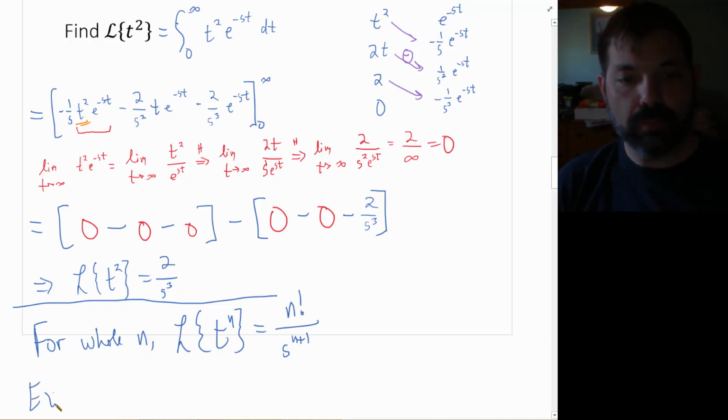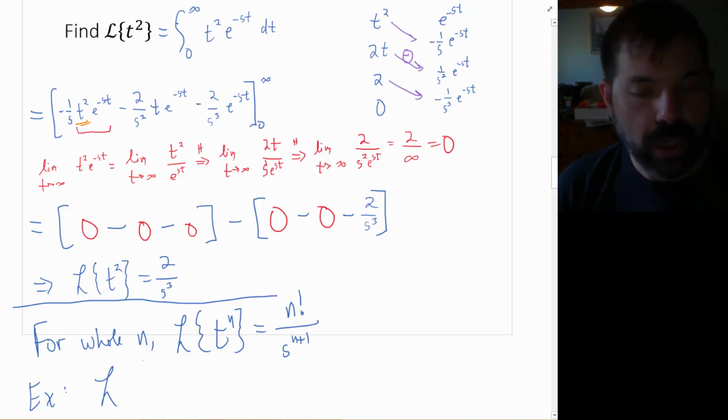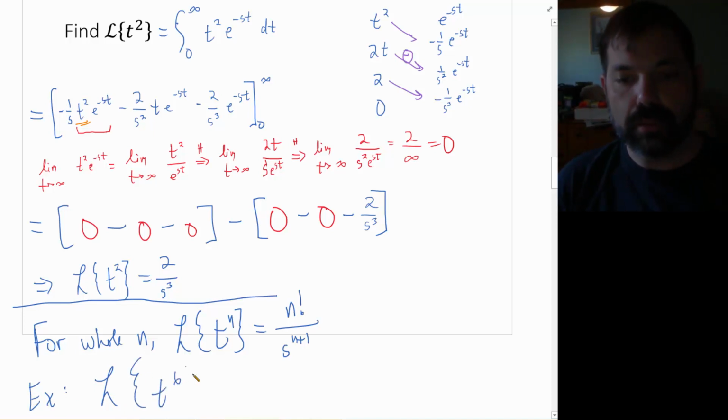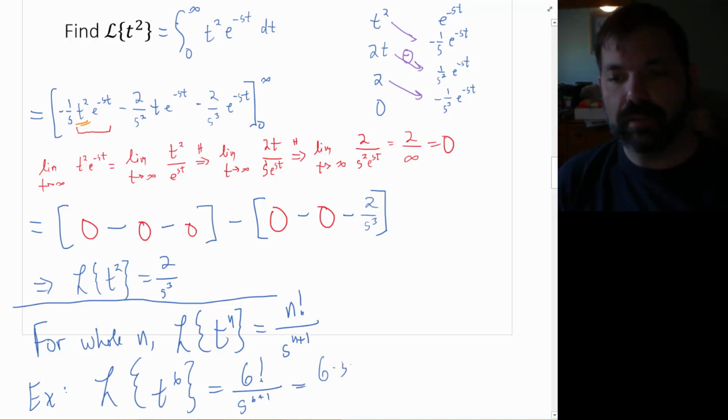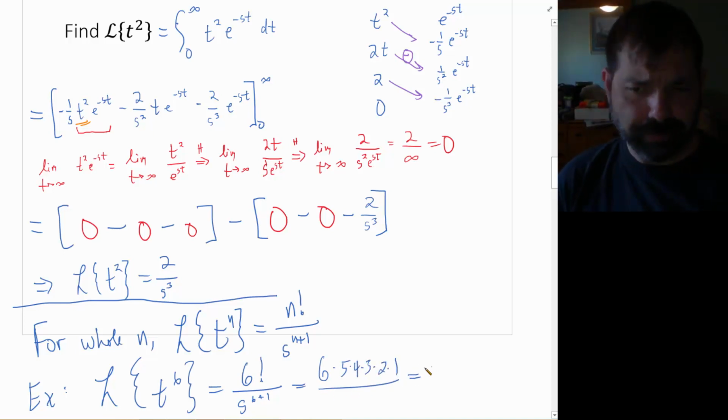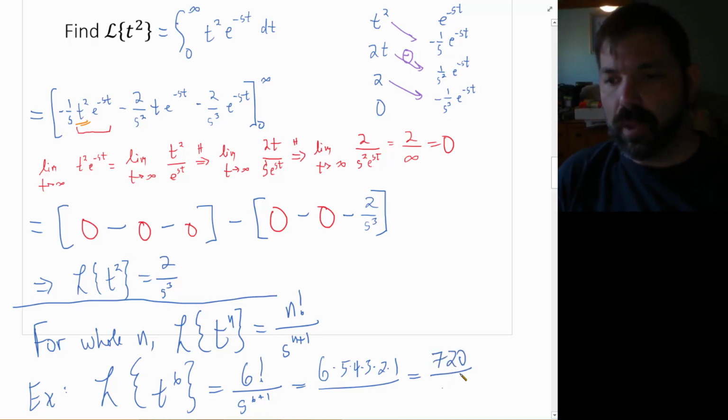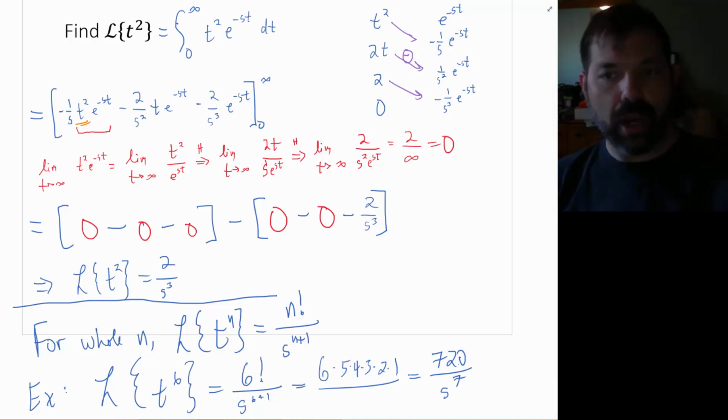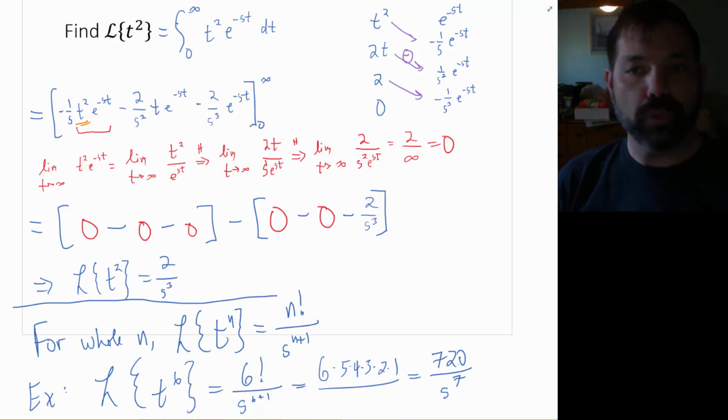And so, for example, the Laplace transform of t to the 6th would be 6 factorial over s to the 6 plus 1. 6 factorial is 720. So remember, 6 factorial means 6 times 5 times 4 times 3 times 2 times 1. And so then that's 720 over s to the 7th. So we have a rule that we can use to find the Laplace transform if it's just t to a whole number power. And it turns out to be take the power factorial over s to the power plus 1.